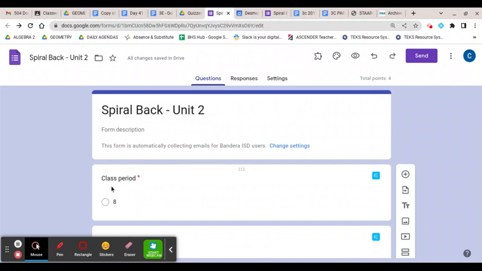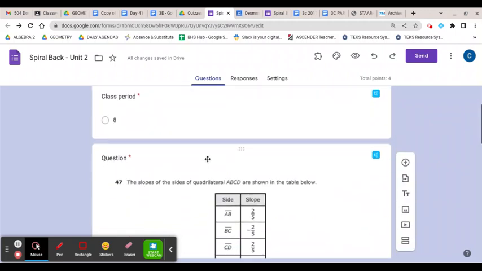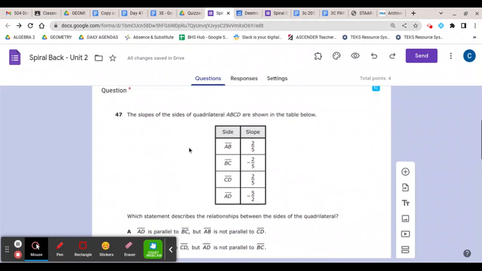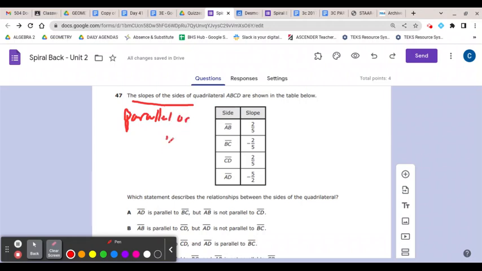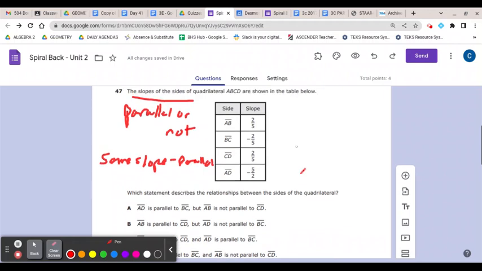So this is the first thing we're doing, spiraling back from Unit 2. So first question, class period, cool. This first question: the slopes of the sides of quadrilateral ABCD are shown in the table below. Which statement describes the relationship between the sides of the quadrilateral? So slopes are going to tell us whether they are parallel or not. Same slope means parallel. And if it's not the same slope, then it's not parallel.